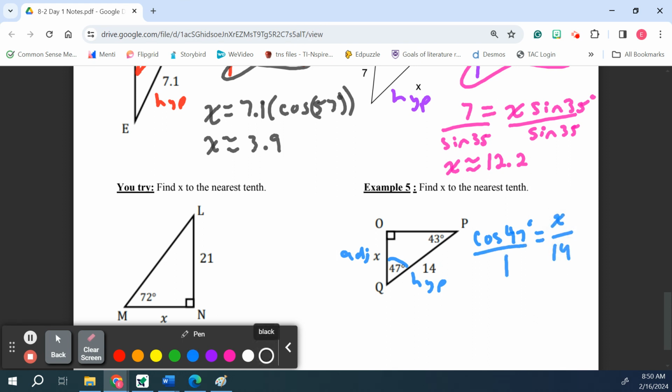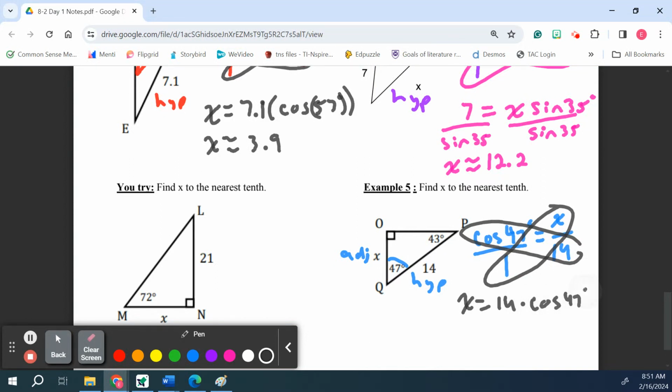And I'm still going to cross multiply. So this is going to be x equals 14 times the cosine of 47 degrees. What do we get? I heard someone say it. 9.5.